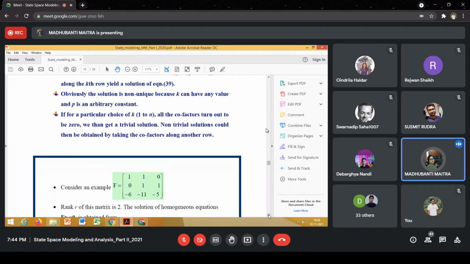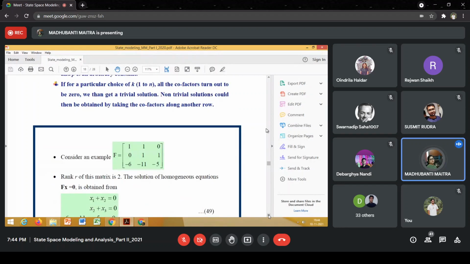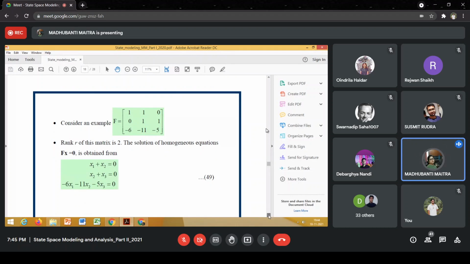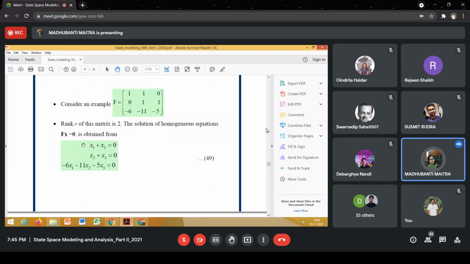So consider this particular example, and if you check, this is a 3 by 3 matrix, right? So had it been a full rank matrix, the rank would have been n, but if you check, you'll find that the rank of the matrix is 2. Hence, the solution of the homogeneous equation f x is equal to 0 can be obtained by forming this equation. The first equation will be here. Just imagine the column vector x1, x2, x3, right?